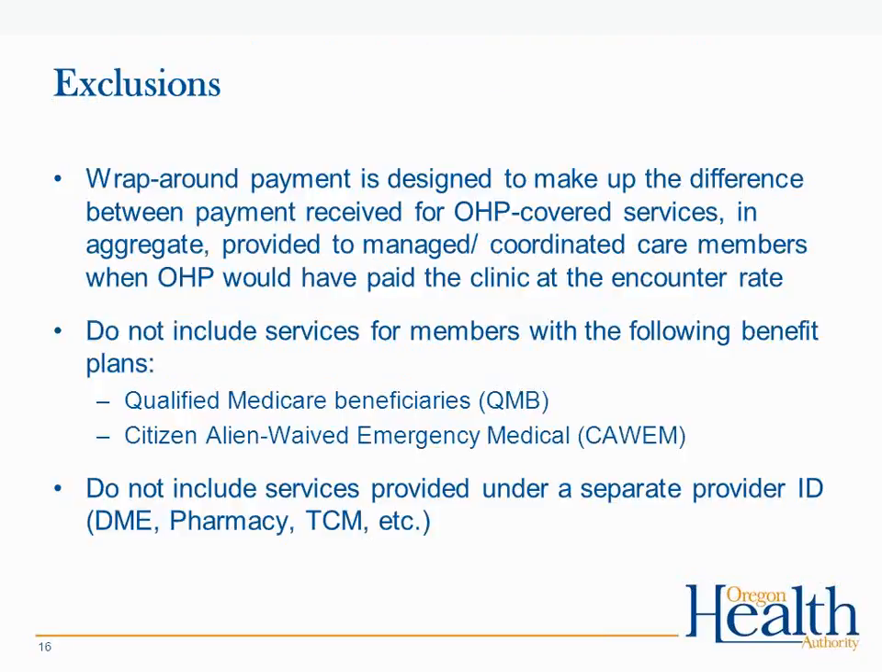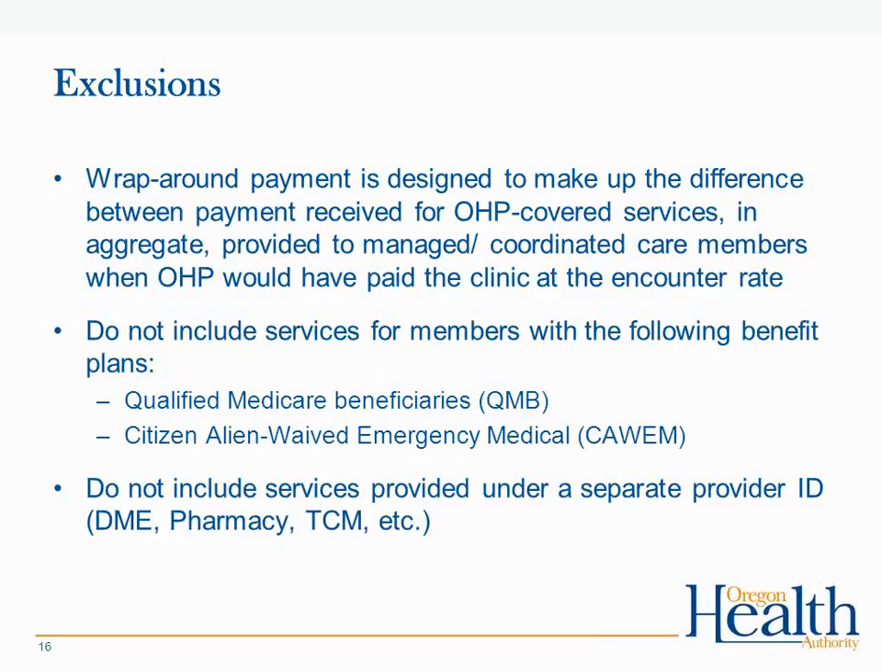So these are exclusions. These are things that you would not include on your quarterly report for wraparound payment. Again, the payment is designed to make up the difference between the payment received for OHP covered services in aggregate that are provided to managed or coordinated care members when OHP would have paid the clinic at the encounter rate. So if you would have billed OHP directly, if your client perhaps isn't enrolled in managed or coordinated care, and you would have received your encounter rate, this is just to make up that difference that you didn't get from the managed or coordinated care.